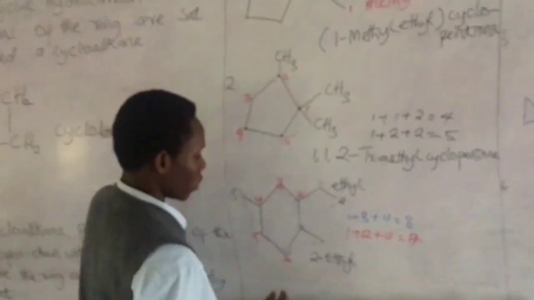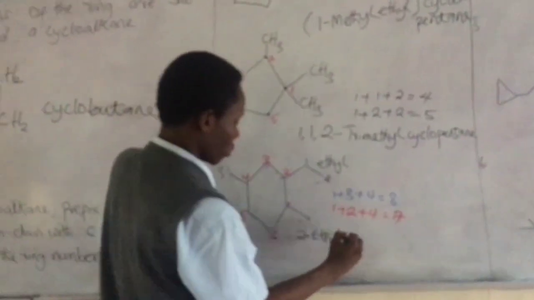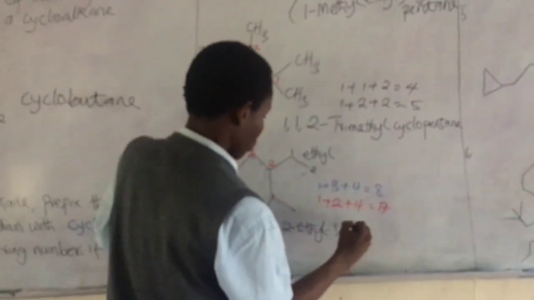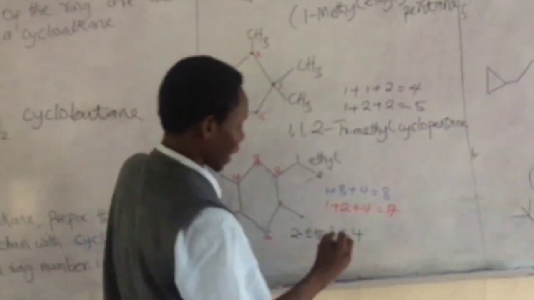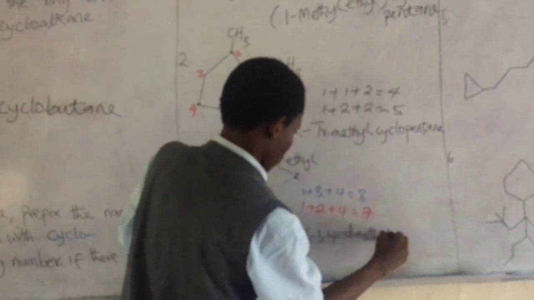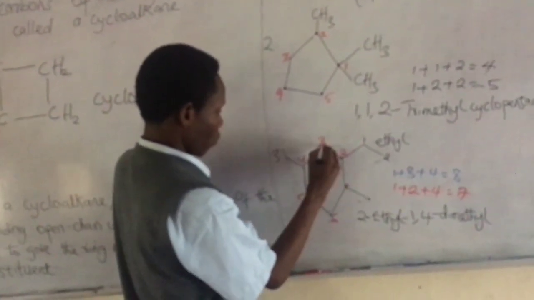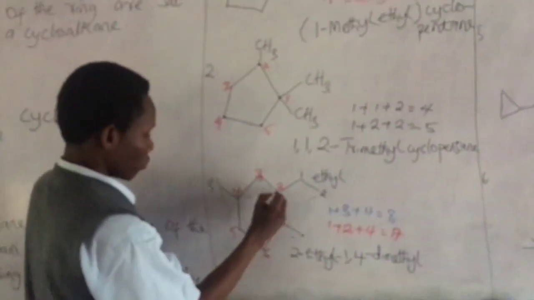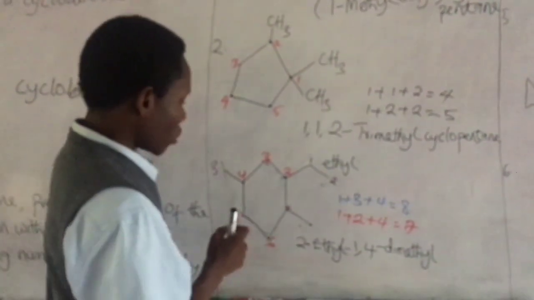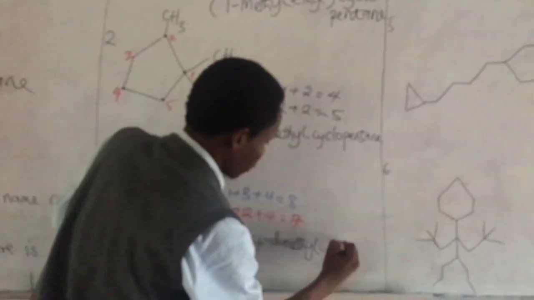Alright, then you give your hyphen. We have 1. The first methyl is on carbon 1. Put your comma. The second methyl is on carbon 4. And because we have 2, it will be dimethyl. What is the name of the cyclic compound? 1, 2, 3, 4, 5, 6. 6 stands for hexane. But because it is a cycloalkane, we call it cyclohexane.